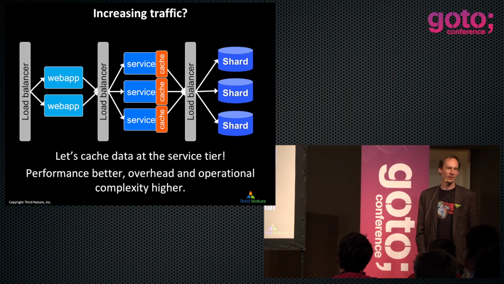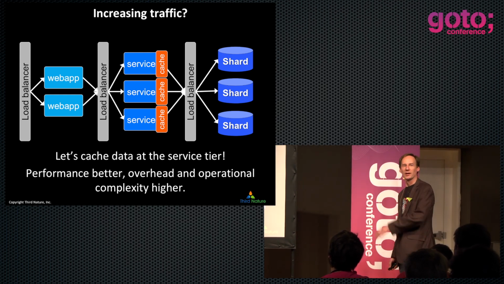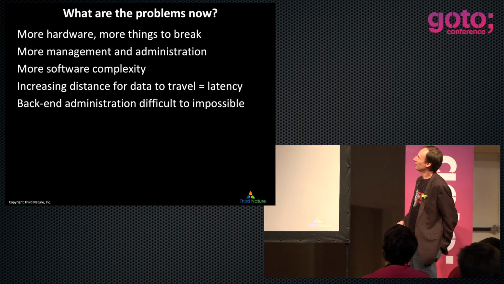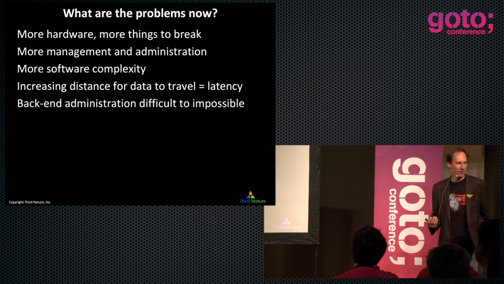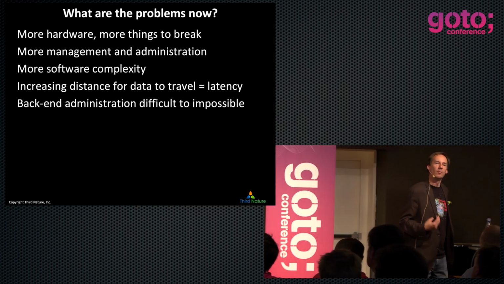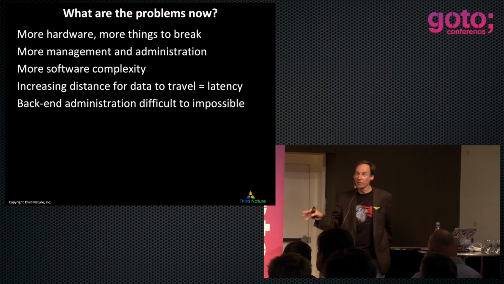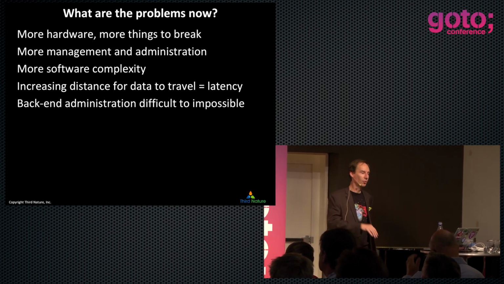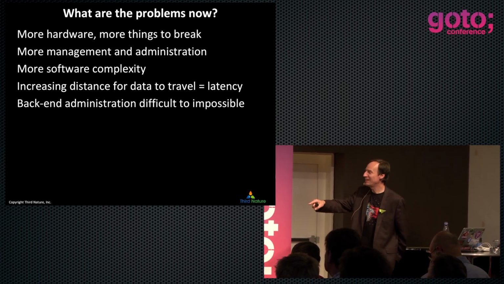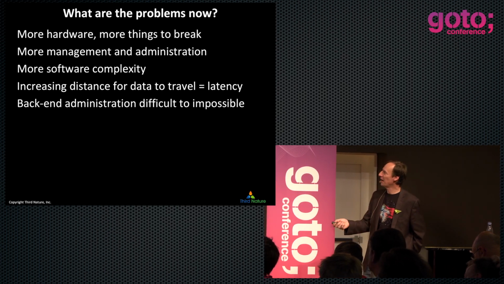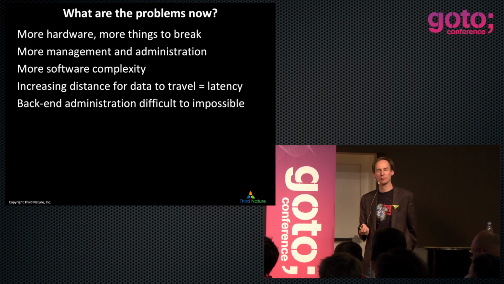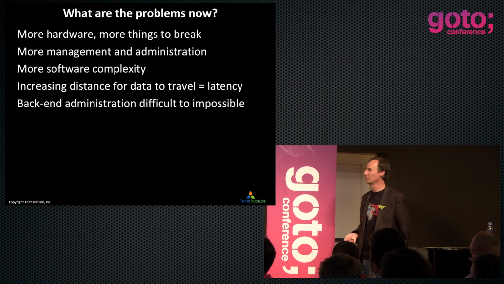So operational complexity goes up, it becomes a nightmare to manage, and so, you know, more things to break. More management, more administration, more software complexity, more parts, more points of failure, more latency within the system. Every time we added something in here in an effort to improve performance, we put latency somewhere.